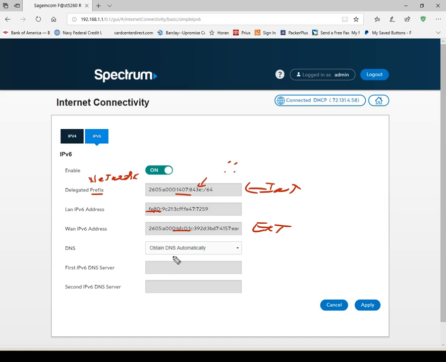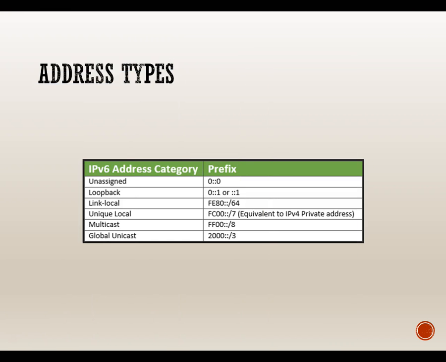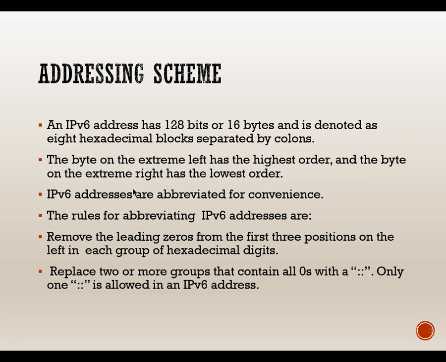And I've got obtain DNS automatically. We can actually configure our own DNS servers should we choose to do that. But that's a little look at what at least I'm getting from my ISP for IPv6.